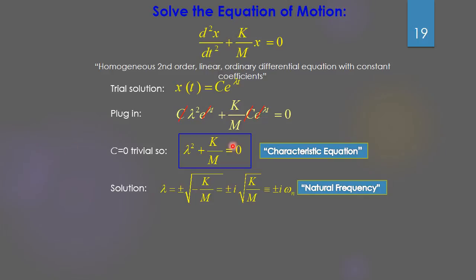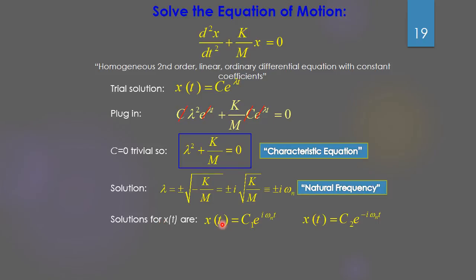Our solution for lambda will be equal to, we want the natural frequency. So we're going to transfer this to the other side, and then we're going to take the square root. The square root is going to be plus or minus the square root of negative k over m. This negative is going to be complex, so it's going to be i, and we're going to put it outside of the root. We'll get the final solution: plus or minus i multiplied by the square root of k over m. That will be equal to plus or minus i omega n. Omega n is equal to the square root of k over m, which is the natural frequency.